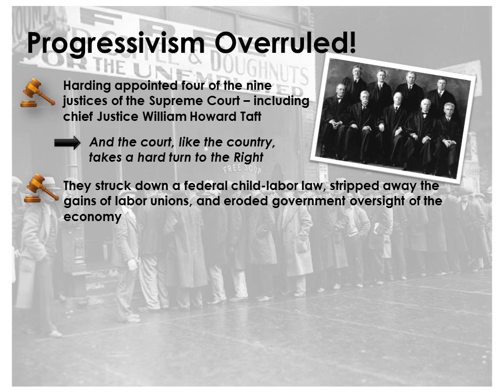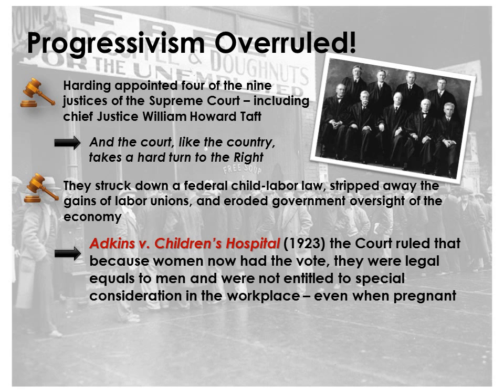So, for example, now I'll show you this. They struck down a federal child labor law, believing in the absoluteness of laissez-faire. They stripped away the gains that had been made by labor unions during the Progressive Era. And they eroded government oversight of the economy. One court case that we want to highlight is Adkins v. Children's Hospital in 1923. Here, the court rules that because women had the vote, as the 19th Amendment, they're now legal equals to men, and they're not entitled to any special consideration in the workplace, even when they are pregnant.